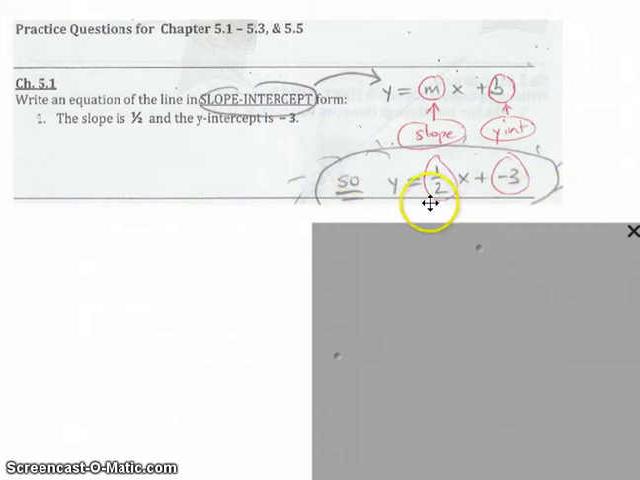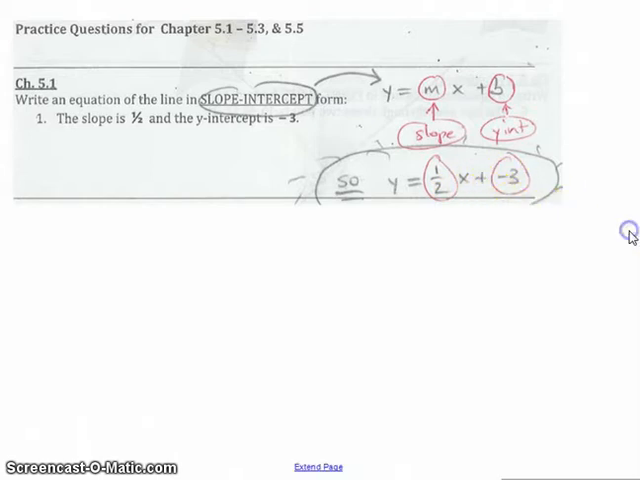That's my answer. You can simplify it. You can write it as y equals 1/2 x minus 3. You don't have to say plus minus. But other than that, that's the answer. Let's move on to the next question.